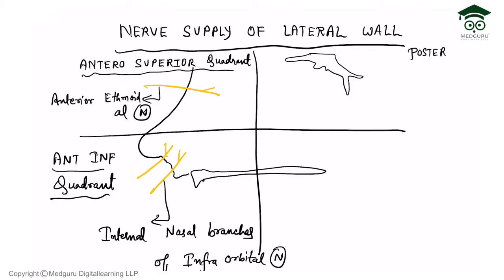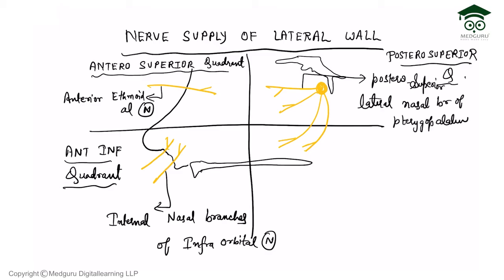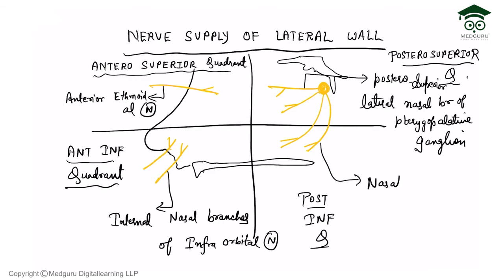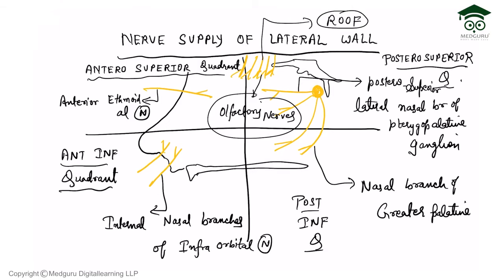The postero-superior quadrant again has nerves. Firstly you make a rounded structure, that is the pterygopalatine ganglion, and its branch, the posterior-superior lateral nasal branch. Lower down, the postero-inferior quadrant contains the nasal branch of the greater palatine nerve. Then on the roof we see many olfactory nerves traversing through the cribriform plate of the ethmoid bone. So this is all about the nerve supply of the lateral wall of the nose.